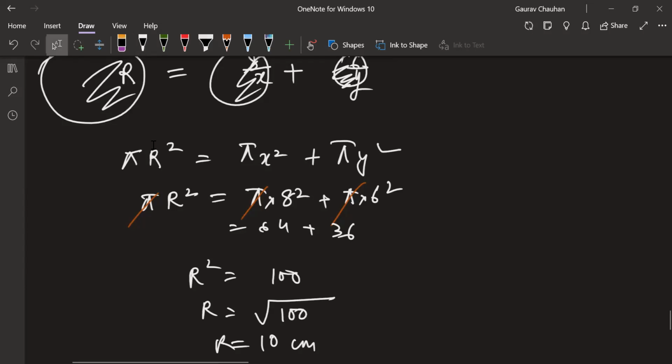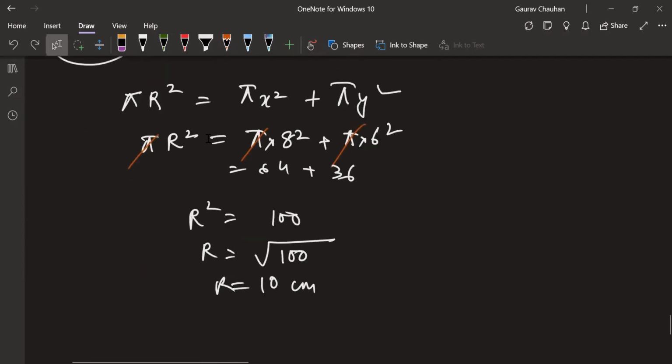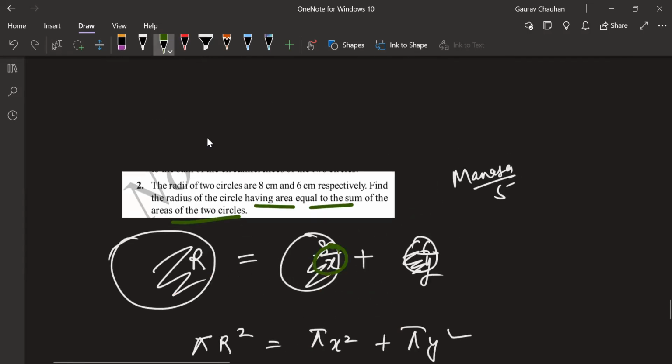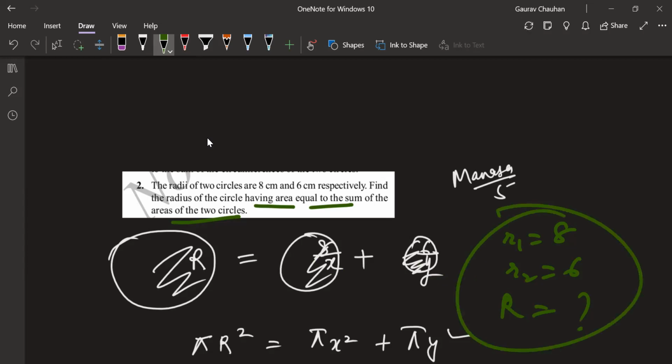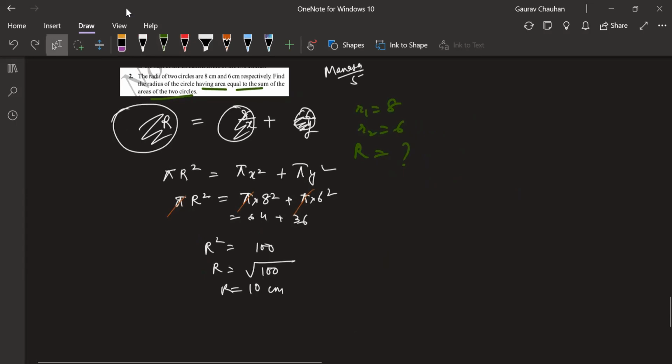You can draw a rough diagram. You can choose to not draw a rough diagram in these two questions also. It's not a big deal. Just somehow, make a difference. To show the difference, you see I have written x and y here. You can show the difference by writing r1 equal to 8, r2 equal to 6, and capital R equal to question mark. Like that you can write. This is good enough. Bindu, if you want, you can take note of this small tip. I'll give you guys a minute if you want to write down anything for these two questions.